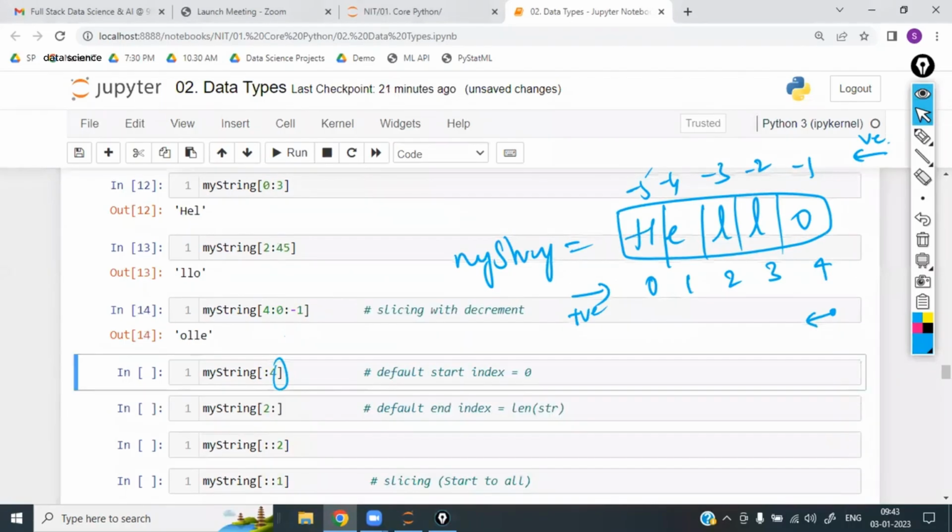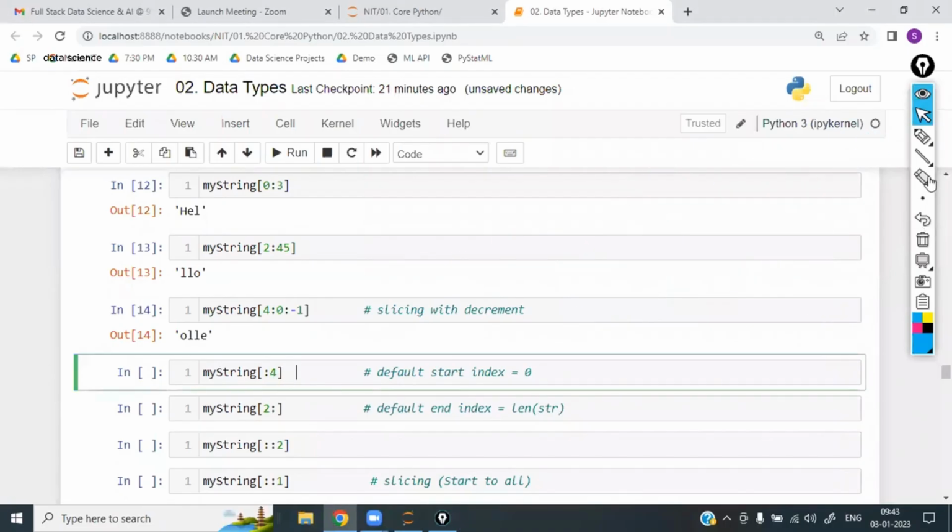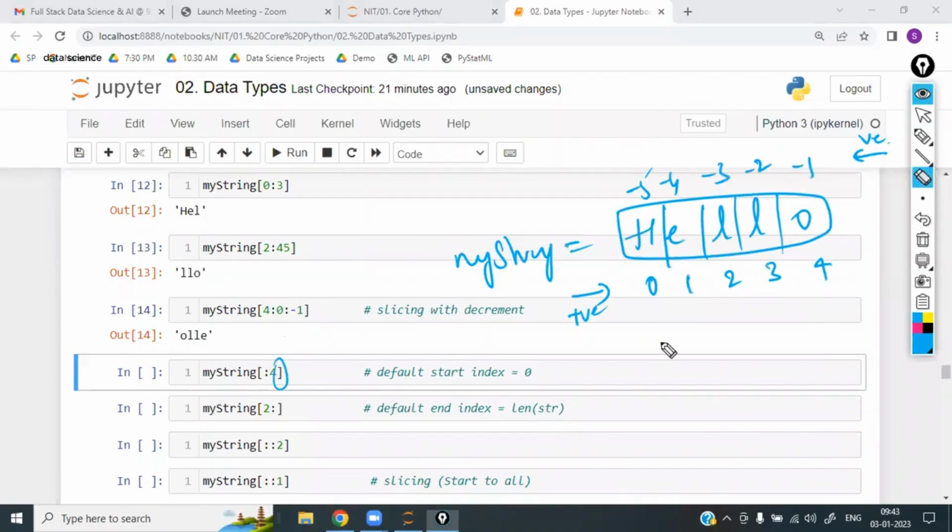Next. Here the starting number was not given. If the first number was not given, what is the first number automatically? 0 is the first number. And the direction is positive or negative? Positive. And till what number? 4. Should 4 be included or not? No. Then the answer? H-E-L-L. Simple.